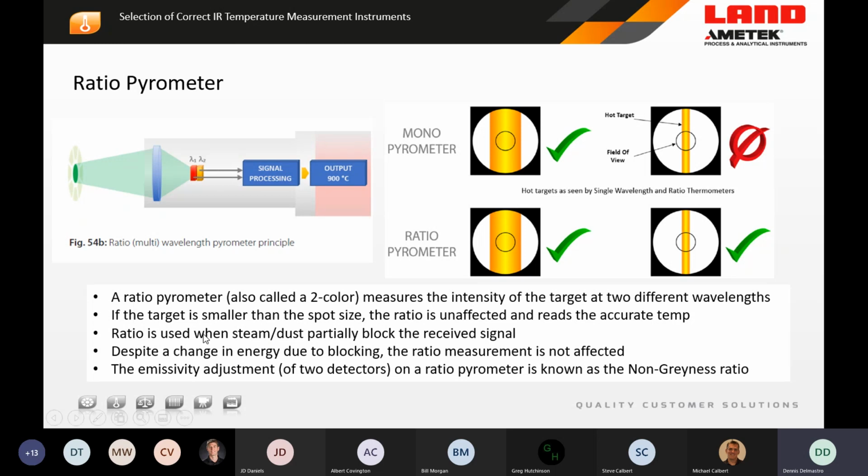So a ratio pyrometer tends to be used when steam or dust are blocking the received signal, creating this condition. And despite a change in energy due to the blocking of particulate or steam or water, the ratio measurement is not affected. Now, the emissivity adjustment of the 2 detectors of a ratio pyrometer is known as the non-grayness ratio. I'm not going to go into that, but on a monopyrometer, you can adjust the emissivity. On a ratio pyrometer, you adjust the non-grayness ratio in order to improve the reading.